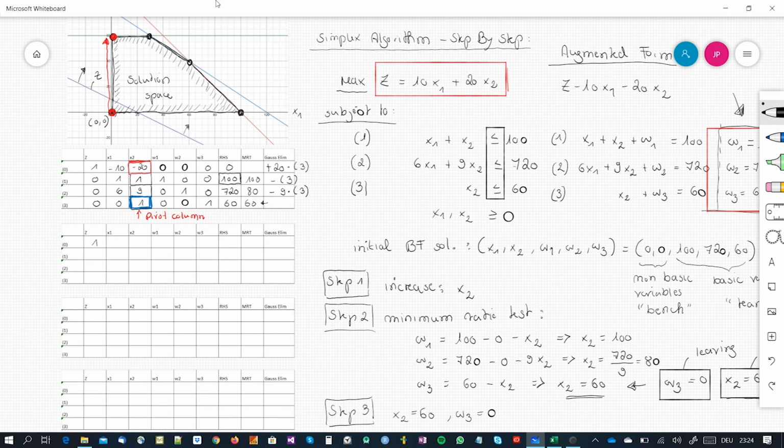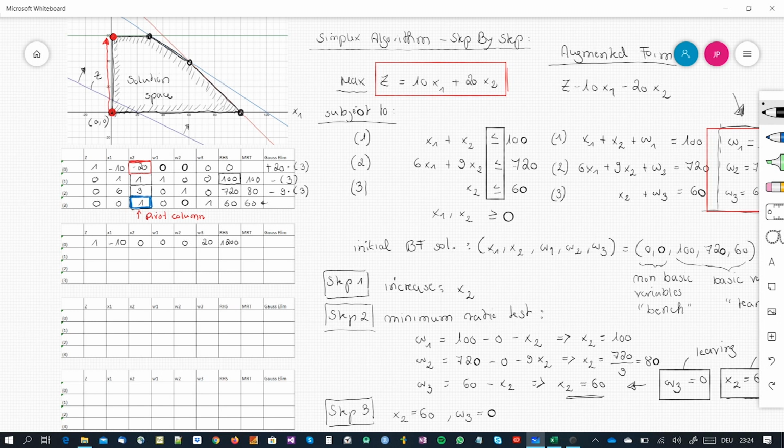Zeta is still 1 because 1 plus 20 times 0 is 1. And minus 10 plus 20 times 0 is minus 10. Now minus 20 plus 20 times 1 is the 0 that we wanted to get. And now we go on like this. We have 0 plus 20 times 0, 0. 0 plus 20 times 0 is still 0. And now we have 0 plus 20 times 1 is 20. And for the right hand side, we have 20 times 60 is 1200.